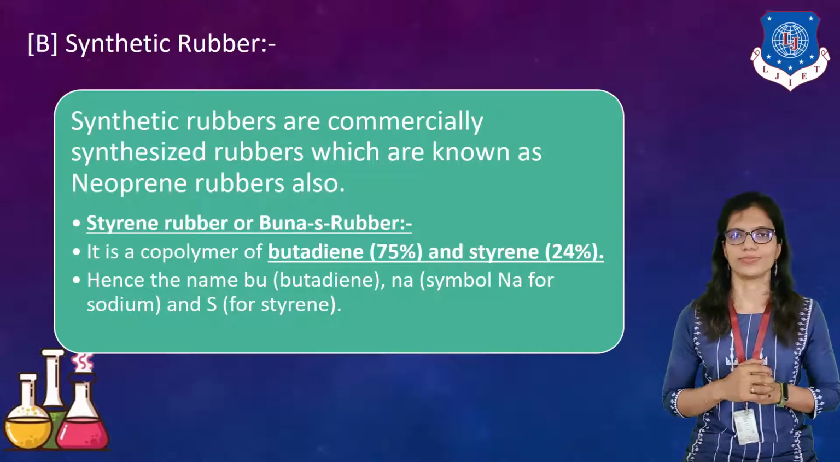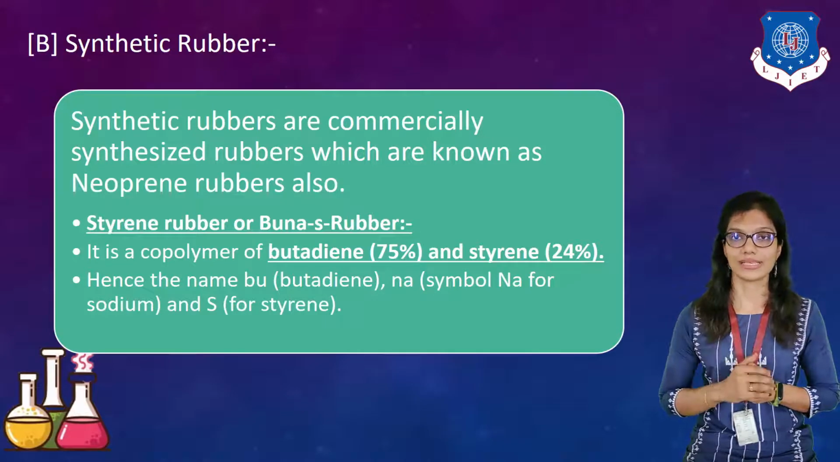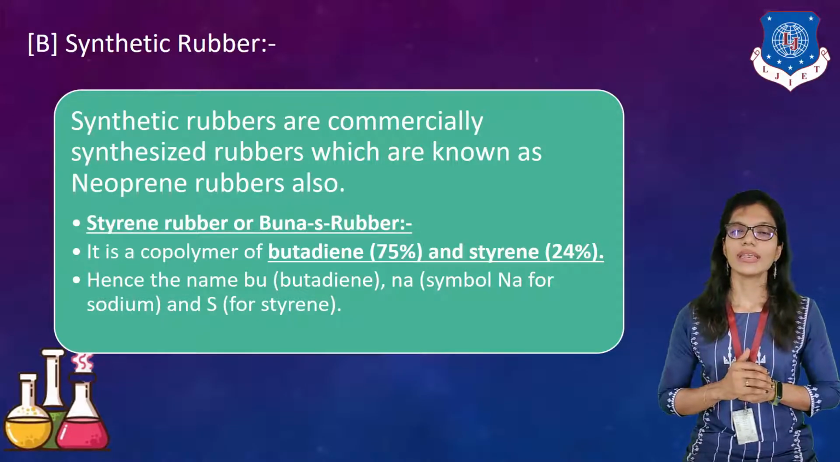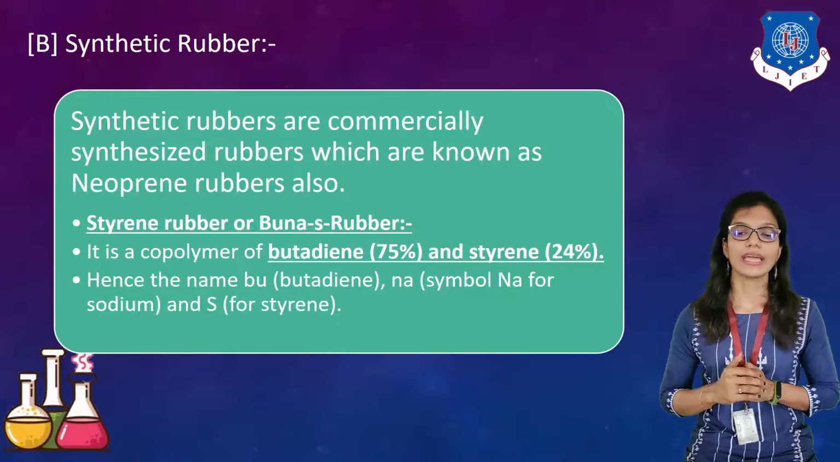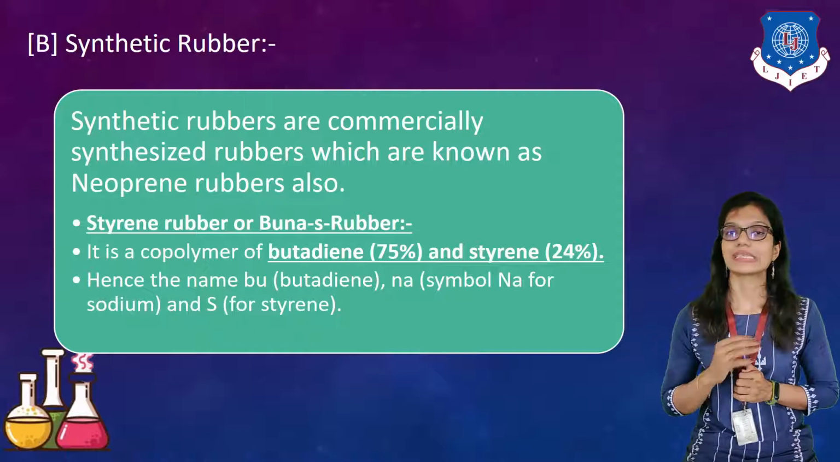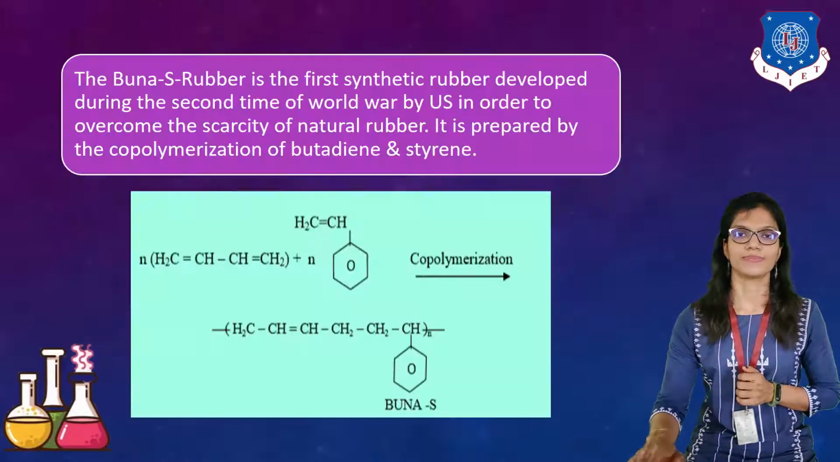Why is it so? Because it is a copolymer of butadiene, where 75% butadiene is added and styrene is added at 25%. Hence the name: Bu comes from butadiene, Na comes from the symbol Na for sodium, and S comes from styrene. In this way it becomes Buna-S rubber or styrene rubber.